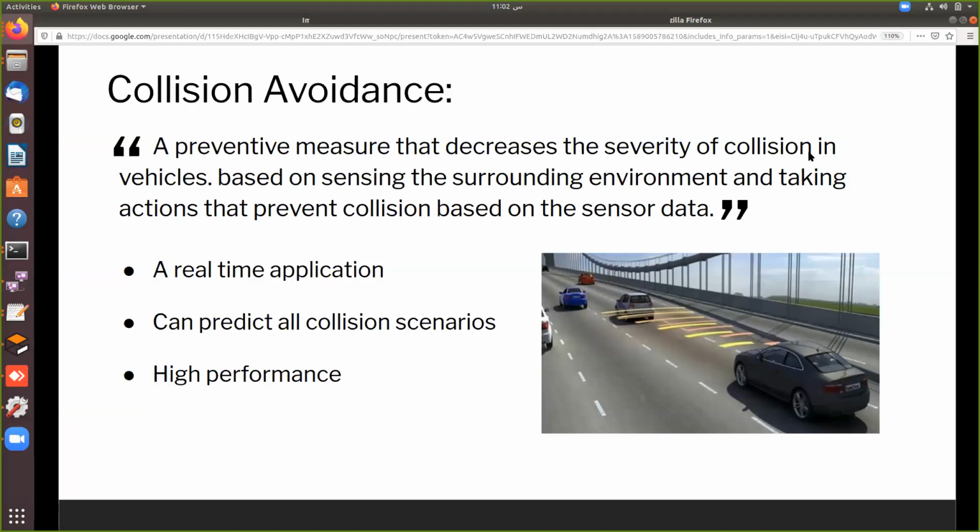It should predict all collision scenarios. It shouldn't be customized for a specific collision. It should be general to all scenarios, so it should be generalizable, and it's a safety critical application, of course, so it needs to be very high in performance. So this is our domain. Next, Mariam will talk to you about our problem definition.